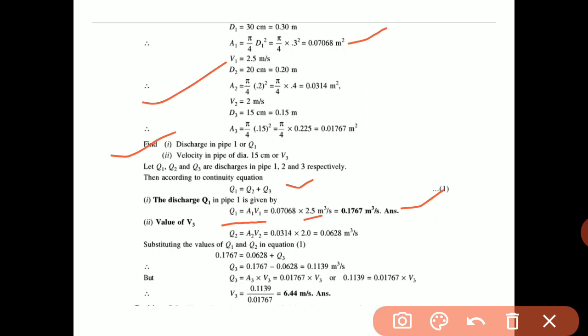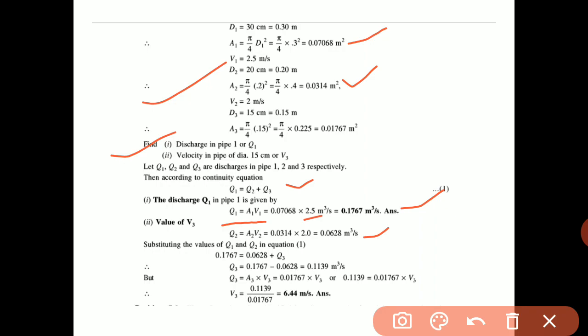Now this is the value of V3. Q2 is equals to A2 into V2, is equals to whatever the area we have calculated here, A2, into the velocity, which is given as 2 meter per second. So we'll get the velocity at third position also.